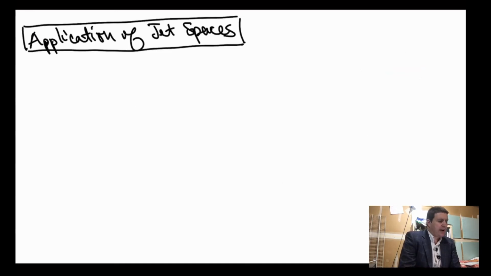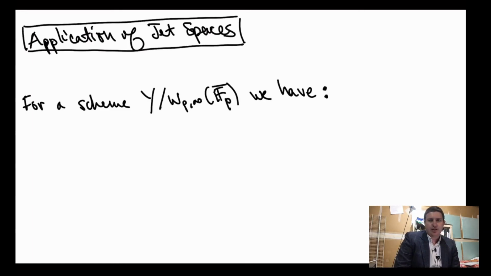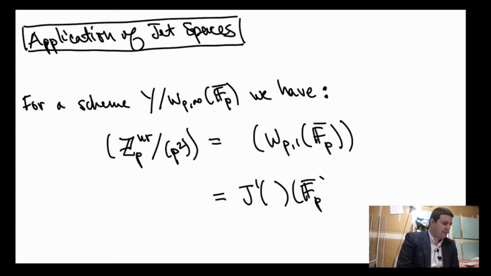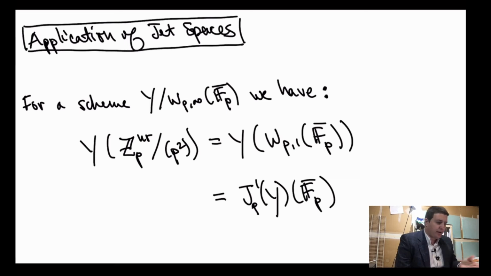Okay, so now we're going to talk about the application of jet spaces. How do jet spaces appear in the story? Well, we talked about this adjunction property, or the functor of points for these jet schemes. If I take the Z_p unramified points, the Z mod p squared points, that's the same thing as the Witt vector valued points of Y. So over F_p bar, those two rings are the same, and so that's the same thing as the jet space there. When you do it with characteristic p rings, sometimes this is called the Greenberg transform.